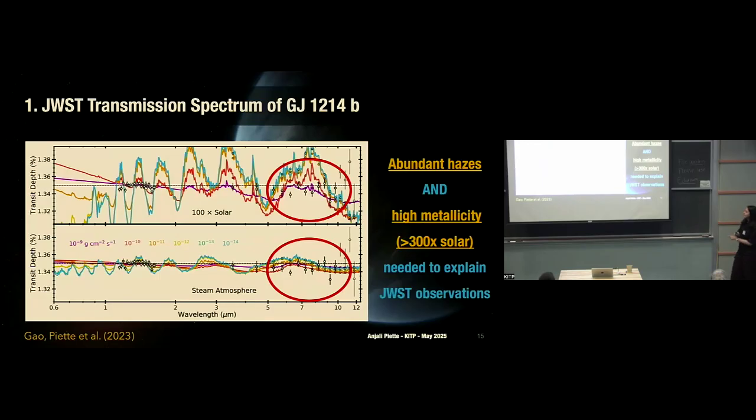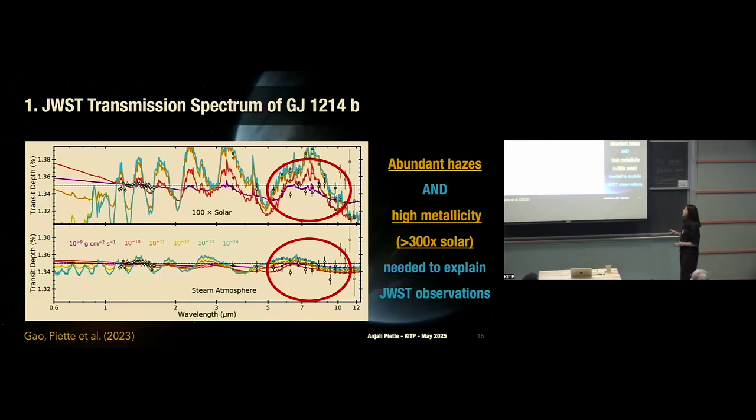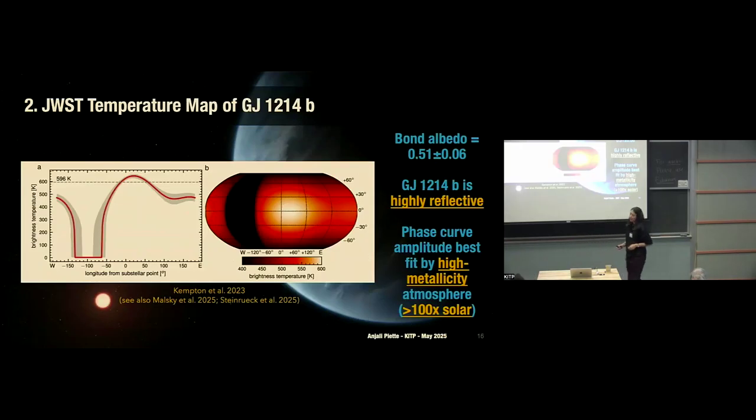And this time it's kind of the other way around. Clouds and hazes are not enough to flatten this in the mid-infrared. You need a high metallicity to do that. So that tells us that this atmosphere is at least 300 times solar in metallicity units. So that's very useful. The phase curve is telling us a very consistent picture. Based on the day-to-night temperature contrast, the best fits with the GCMs require a greater than 100 times solar metallicity in the atmosphere. So it's similar to the transmission spectrum.